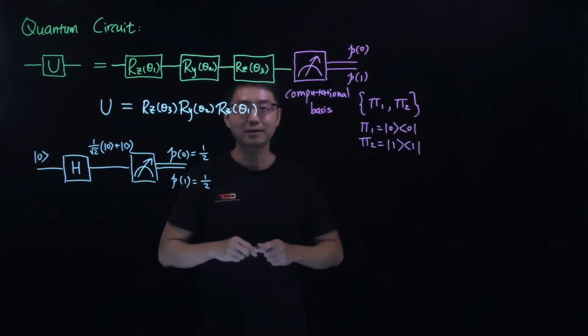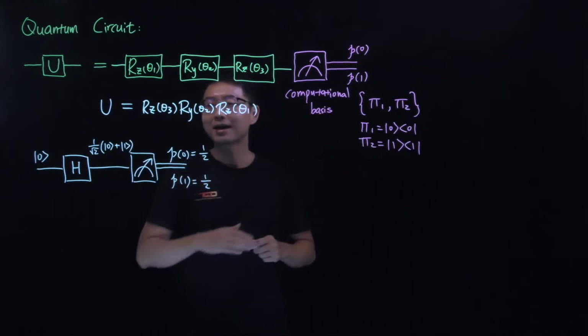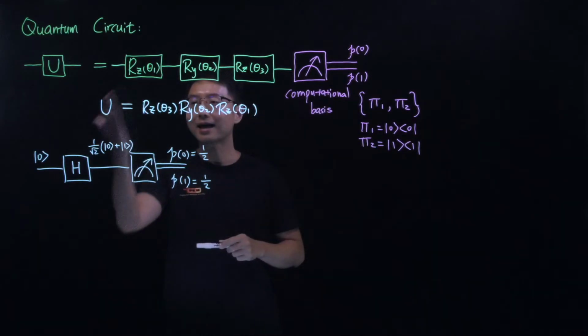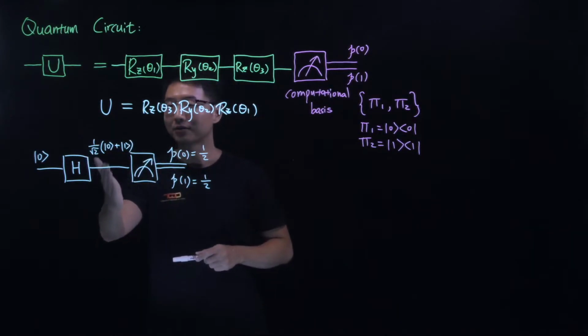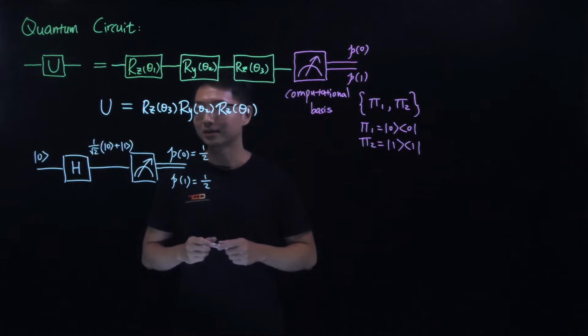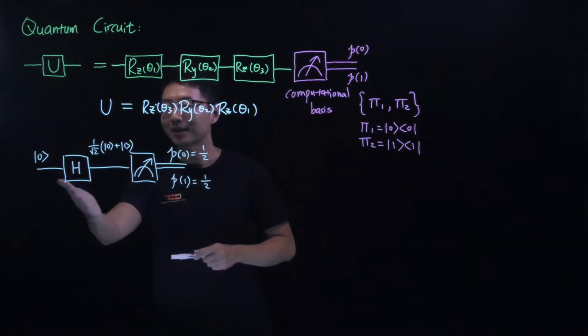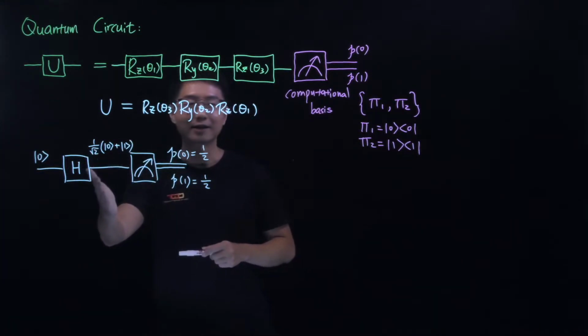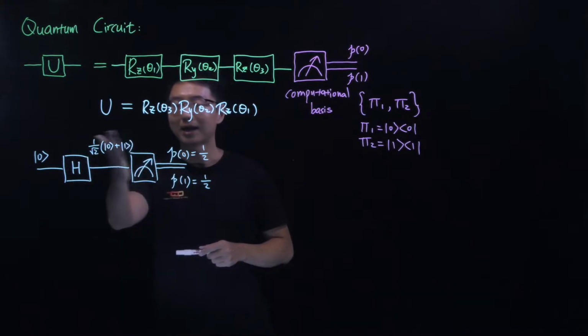in the computational basis. That is because in order to realize a measurement in any other basis, we could always have a unitary operator in front of the measurement. For example, over here, a Hadamard before the measurement is effectively doing a measurement in the plus-minus basis.